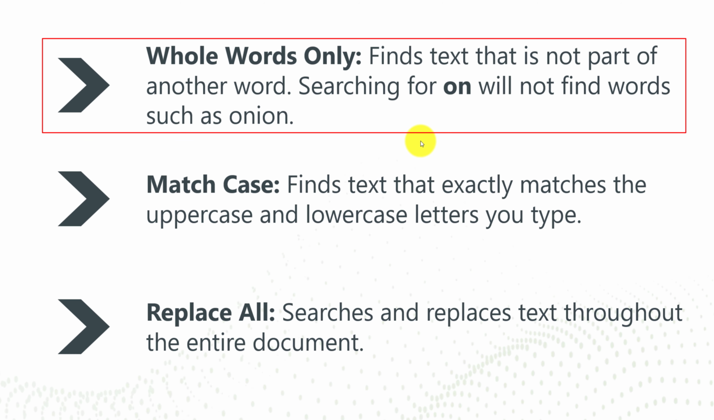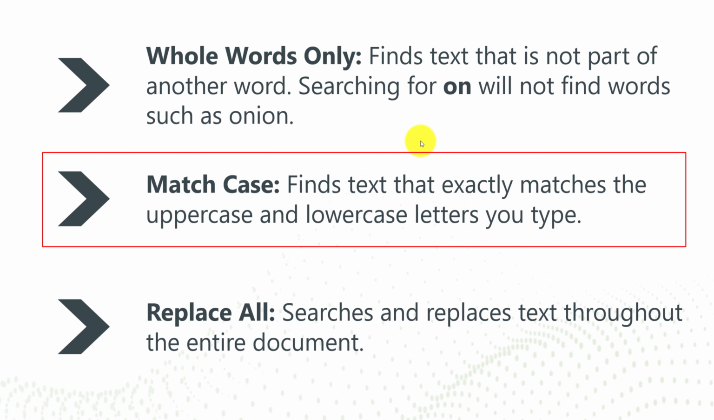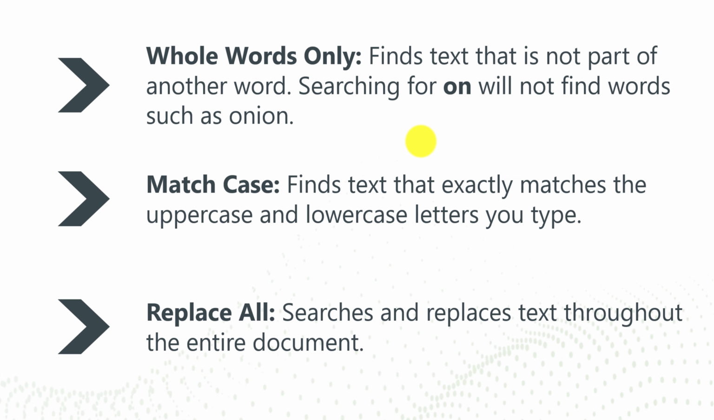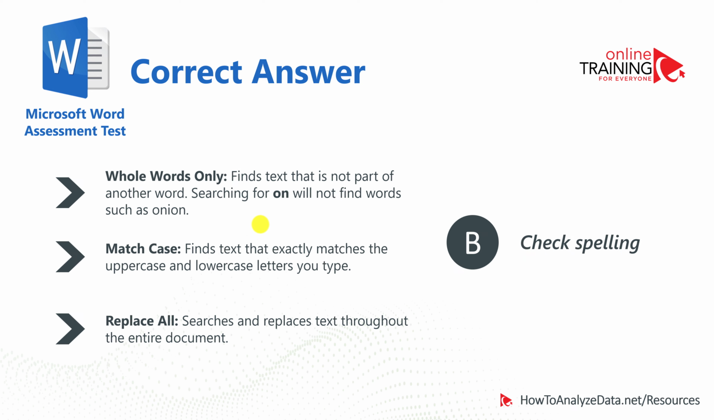The Whole words only option finds the text that is not part of another word. The Match case option finds text that exactly matches the uppercase and lowercase letters you type, and Replace All searches and replaces text throughout the entire document. So hope you've nailed this question and got it right and learned something too.